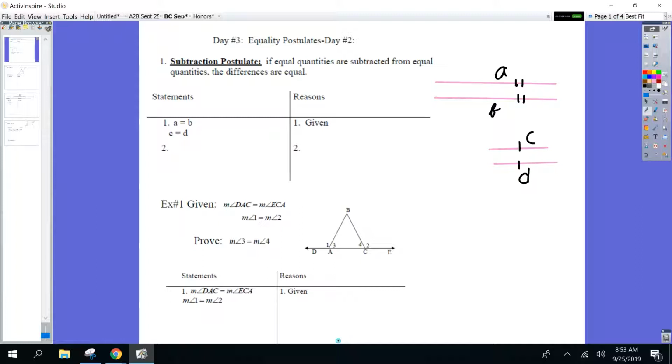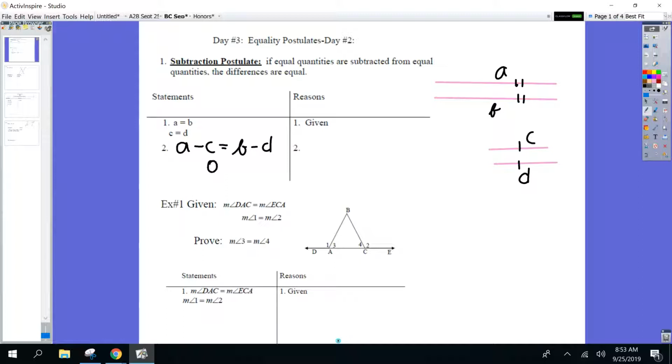But now I don't want to put them together. I want to take C and take that away from A. So A minus C will be the same length as if I did what? B minus D.